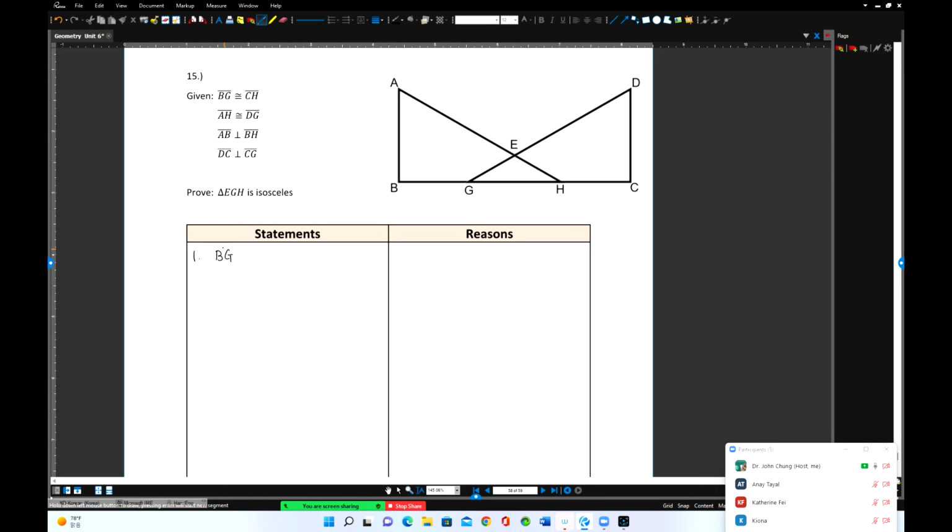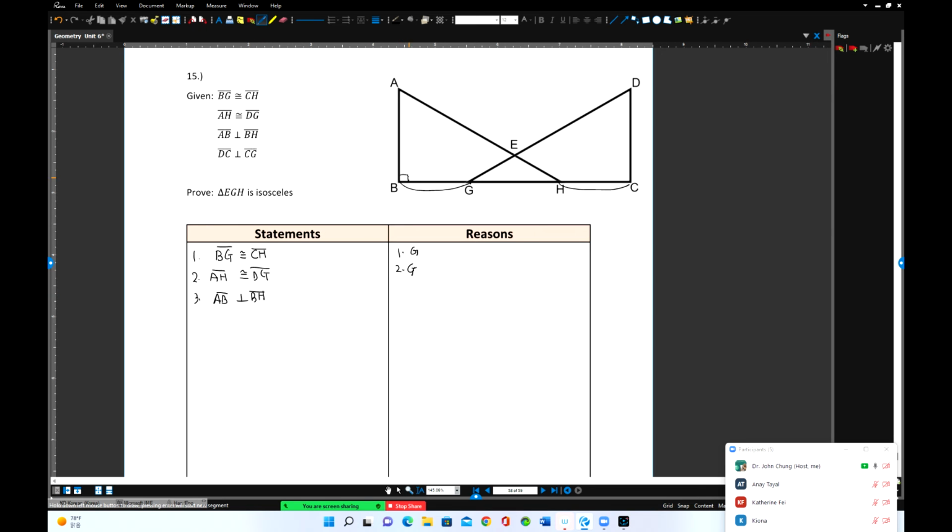BG congruent CH. BG congruent CH. AH congruent DZ. Where is AH? From here to here, right? AH DG is fine. This is a given. This is another given. So third one is AB congruent to BH.